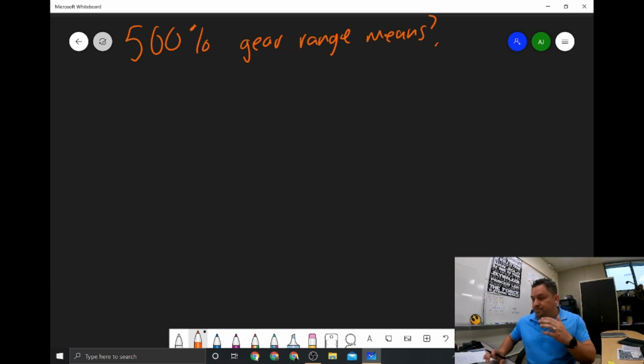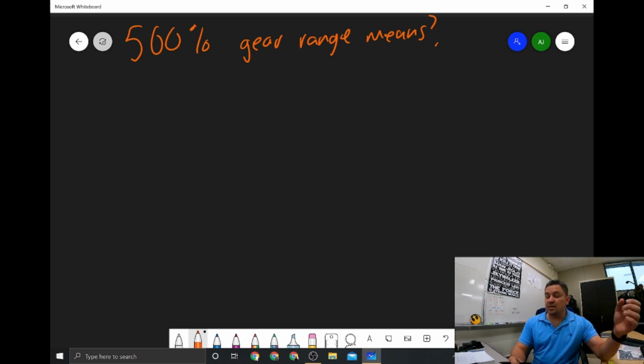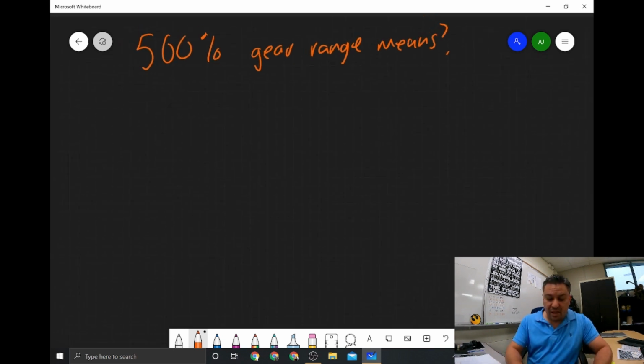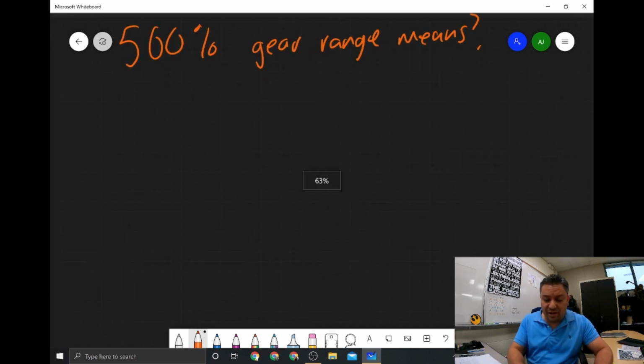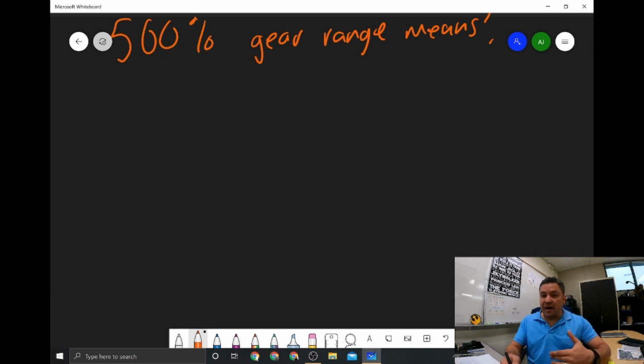So basically, the percentage figures refer to the gear range of the cassette, okay? These numbers represent the gear range of the cassette, the difference between the smallest and the highest gear on the cassette. And this is how it's calculated. It's really a two-step equation. All you have to do is divide the highest tooth cog by the smallest tooth cog.